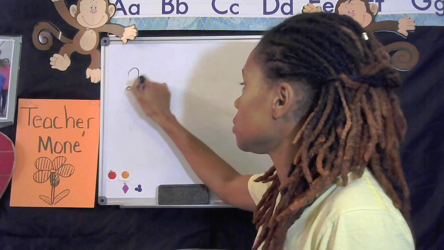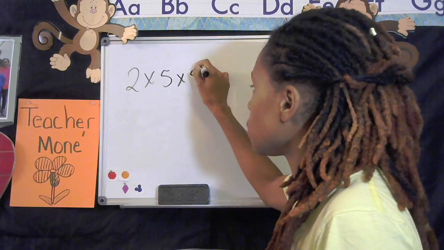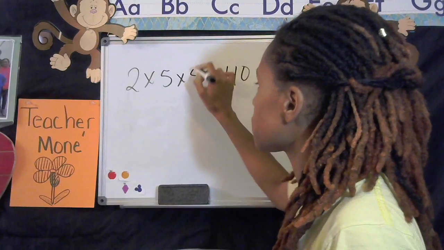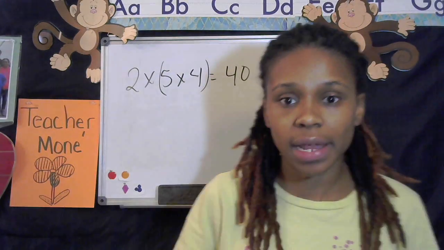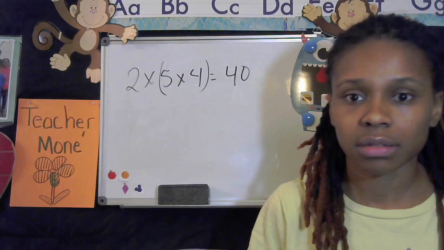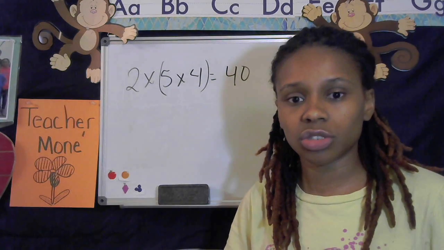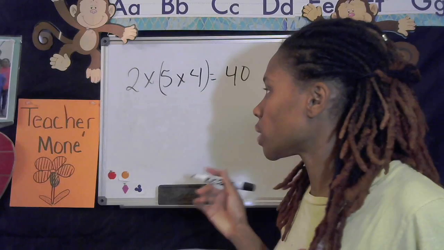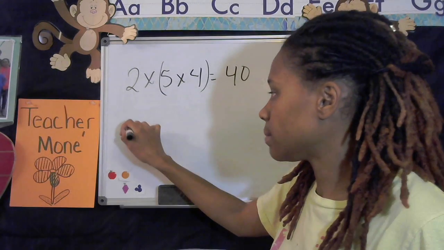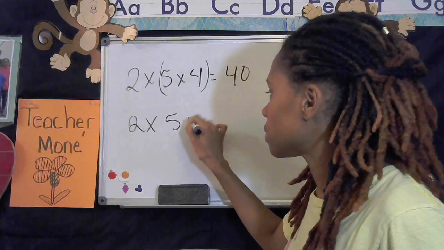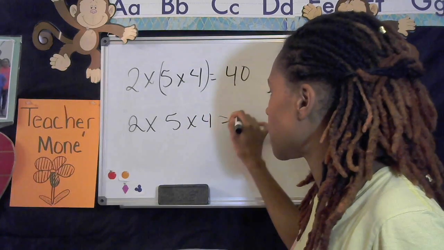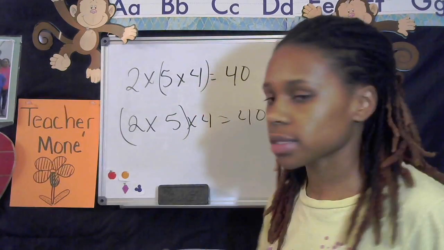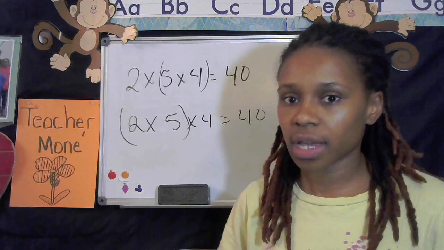The associative property, okay? If I have 2 times 5 times 4, we have 2 times 5 times 4 equals 40, okay? Now this is what they'll see new now. They'll see these parentheses. The problem will be set up like that. 2 times 5 times 4 equals 40. Okay? That is the same as 2 times 5 times 4 equals 40 with the parentheses here. Okay? It is the same.